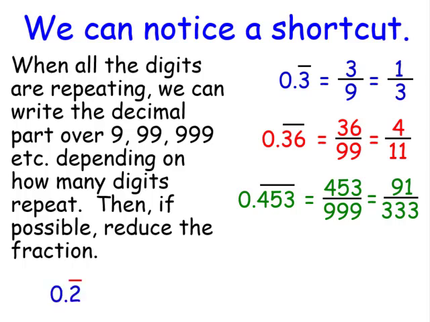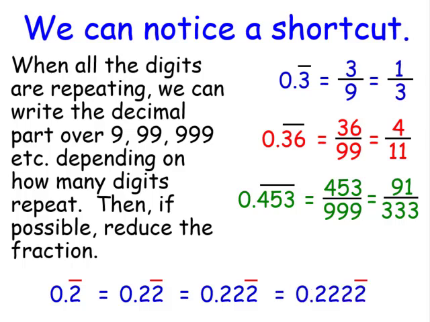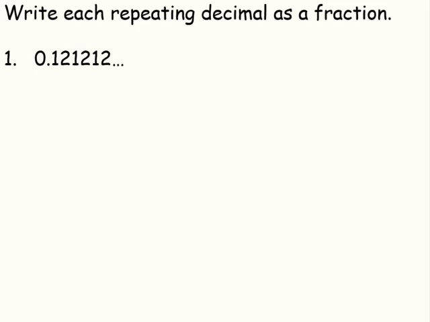When we look at repeating decimals, 0.2 bar is equal to 0.22 bar, which is also equal to 0.222 bar, which is also equal to 0.2222 bar. Remember, the bar means it repeats infinitely to the right. So therefore, it doesn't matter how many 2's you have, as long as the last 2 has a bar, it's going to continue forever. Let's write each repeating decimal as a fraction.